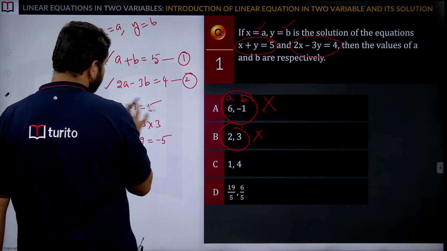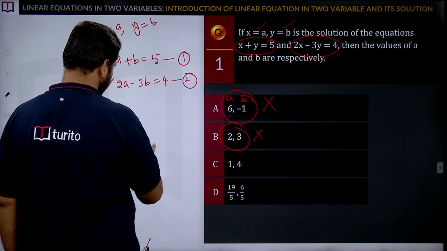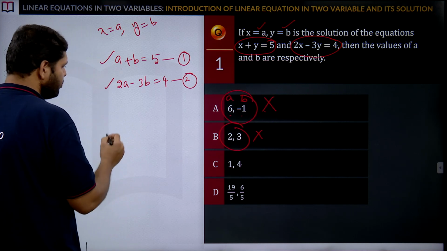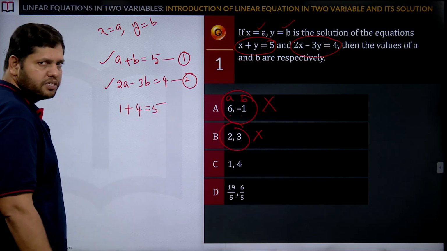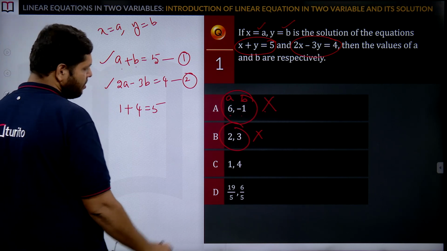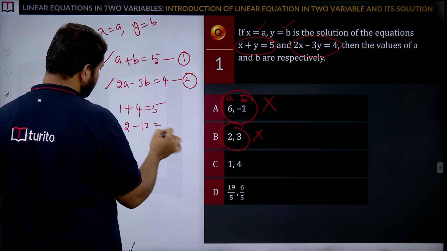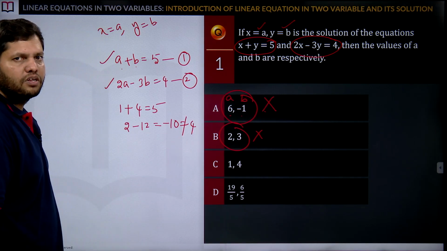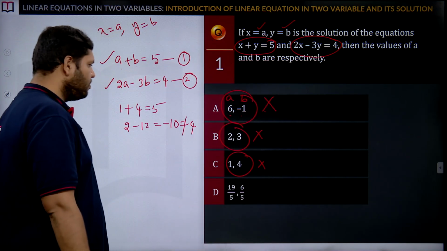We'll check the third option, children. What is the third option? 1 comma 4. So a is equal to 1 and b is equal to 4. So 1 plus 4 is 5. Okay, the first equation is satisfied. And the second equation, children? 2 ones are 2, and 3 into 4 is 12. So 2 minus 12 is minus 10. So minus 10 is not equal to 4. For the second equation, it is not satisfied. So this fails. Now, children, I will go for the last option.